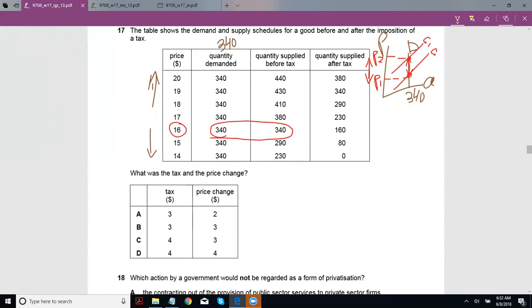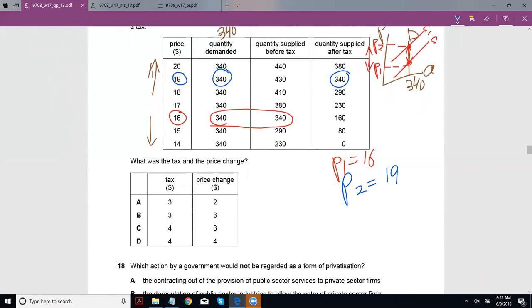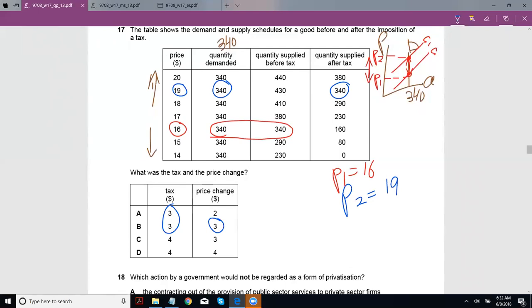So your old price P1 is 16. Now you have to find out the new equilibrium point, which is 340. The quantity demanded is equal to quantity supplied, so that's 19. So P2 is 19. So basically that means 19 minus 16 gives you the tax, which is 3. And obviously the price change is also 3 because it's a perfectly inelastic demand curve. So the price change would coincide with the change in tax, giving you B.